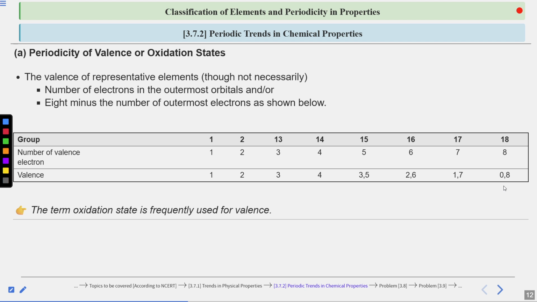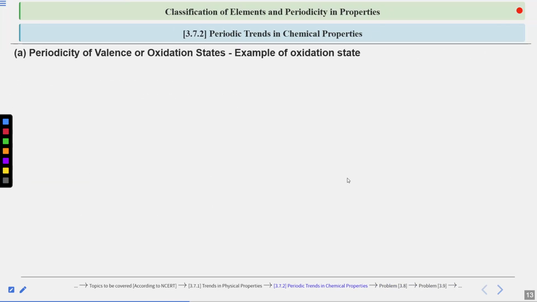Now, what about the term oxidation state? This term oxidation state is frequently used in place of valence, and it is a much more used one. When you move on to the upcoming chapter or to a much higher level, you will see that the word valence will disappear and you will mostly use the term oxidation state. Got it? So let us take the table to understand this.